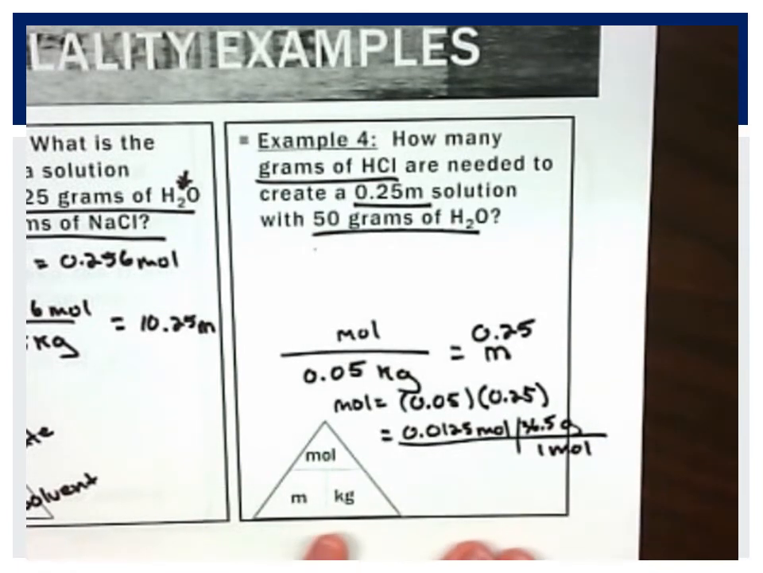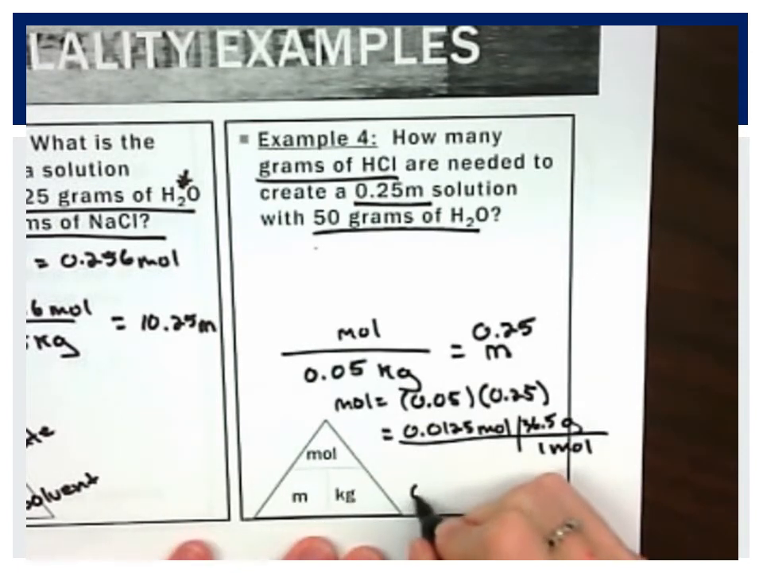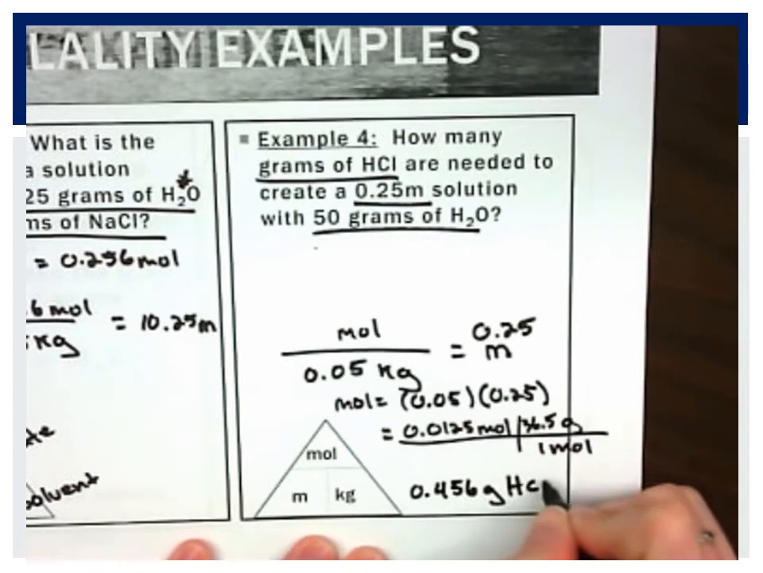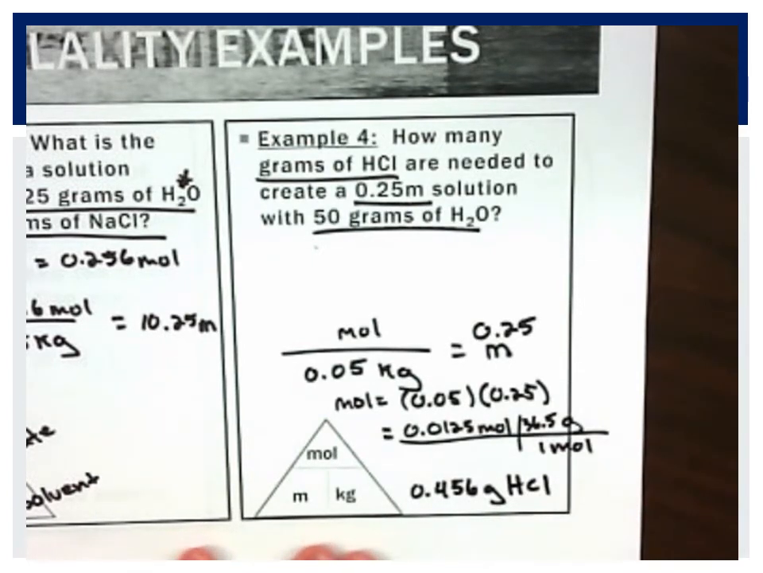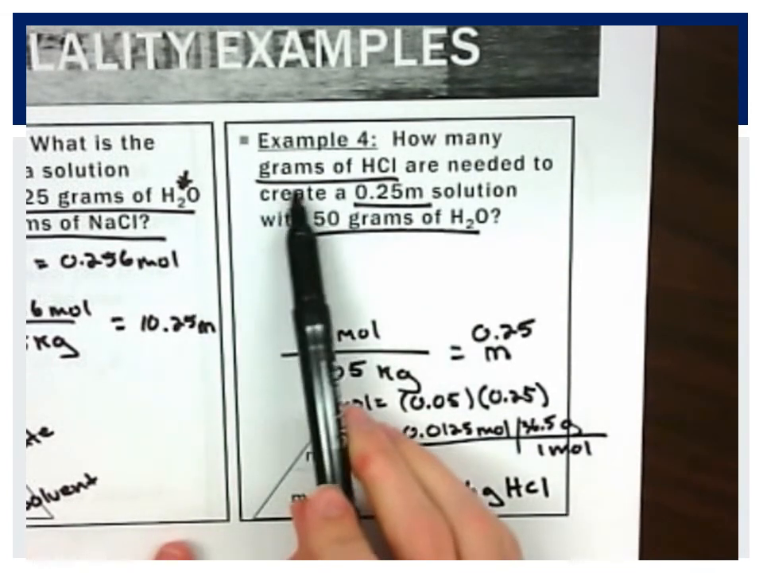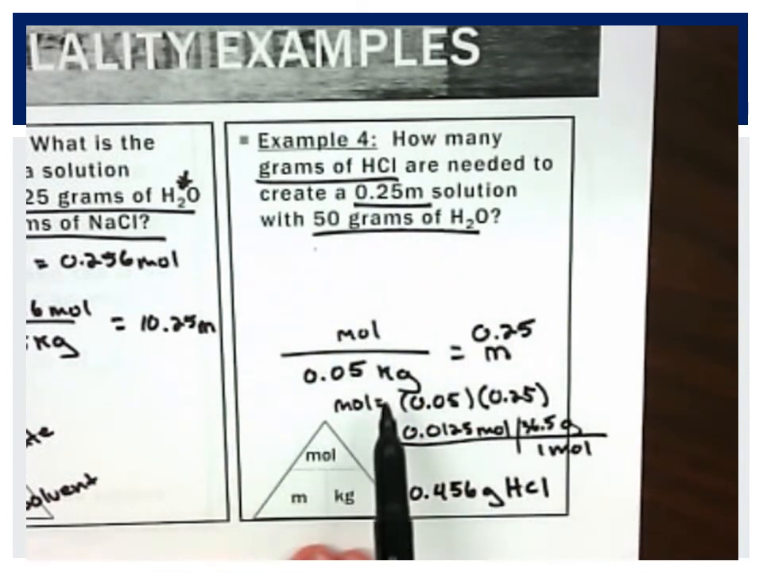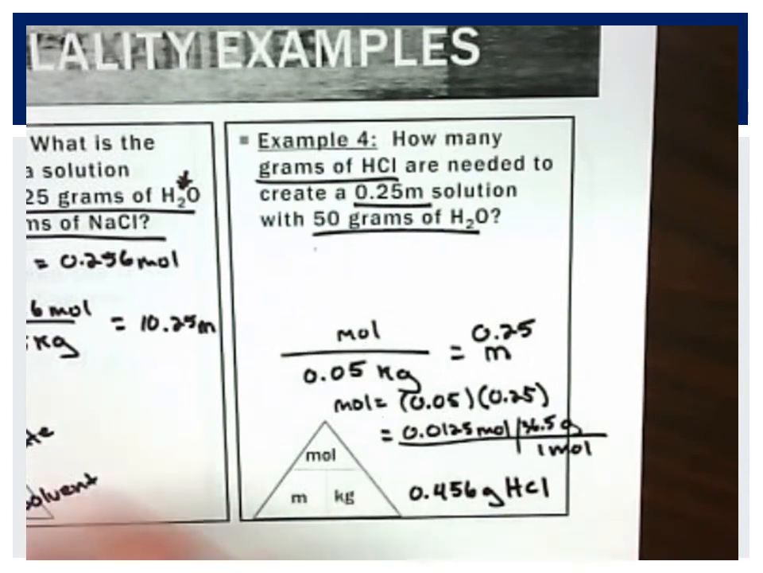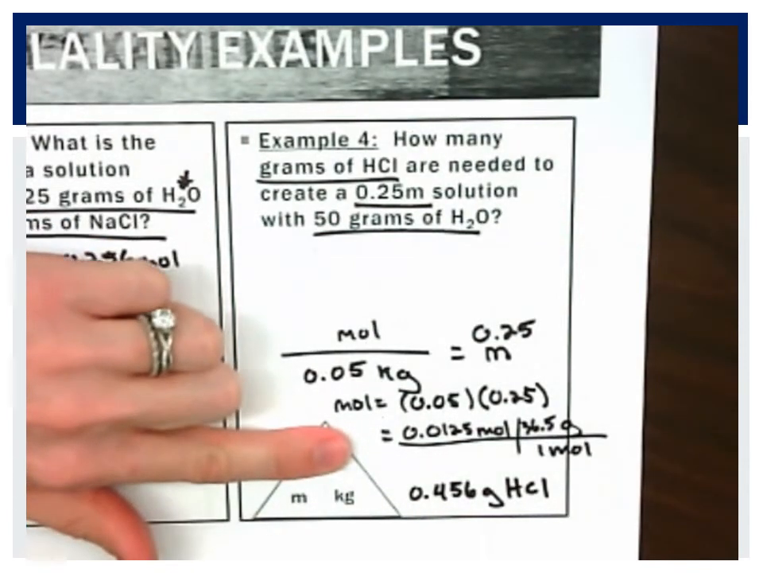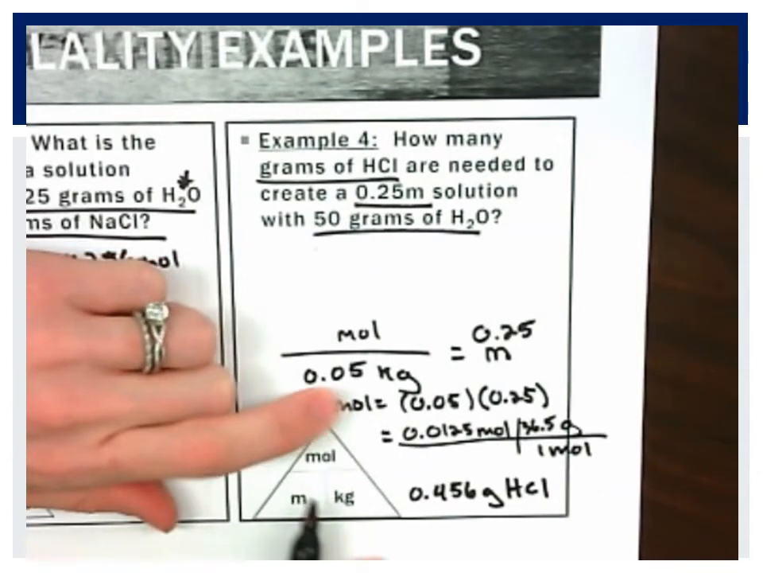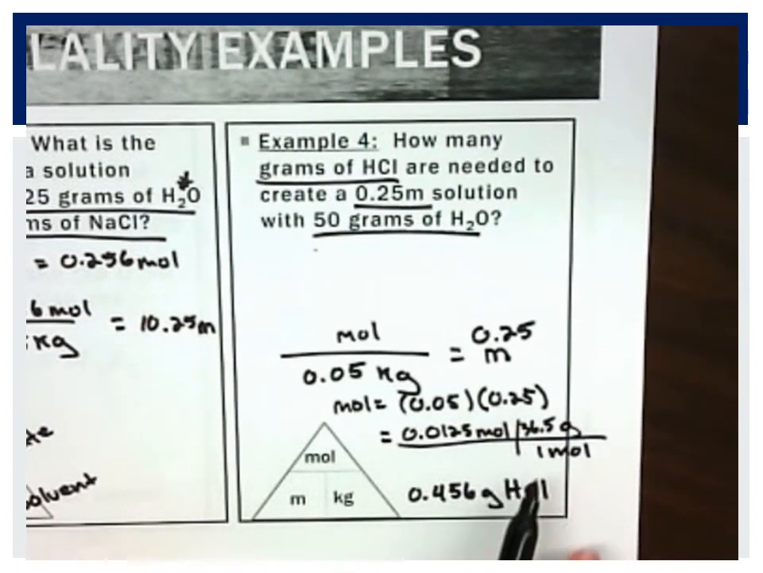Okay, so now we end up with 0.456 grams of hydrochloric acid. So I identified my unknowns. I either set up algebraically using the definition moles per kilogram, or I used my triangle. I'm looking for moles, molality times kilogram gives me moles. Once I have moles, I can find my molar mass.